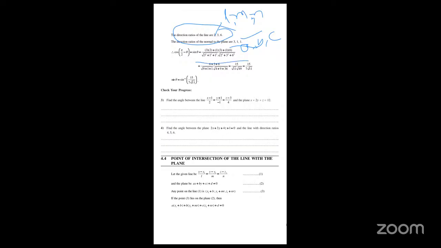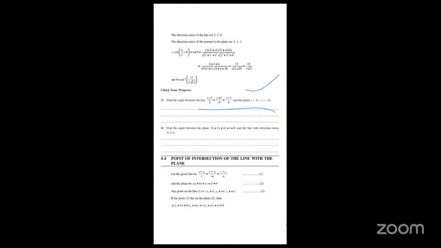So sine theta equal to AL plus BM plus CN by under root of A square plus B square plus C square into under root of L square plus M square plus N square. So using that formula, you need to find this one.